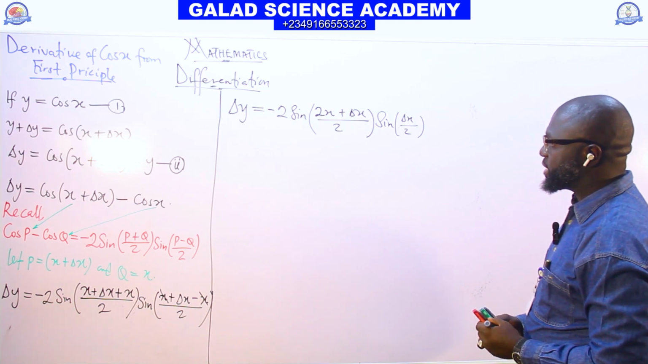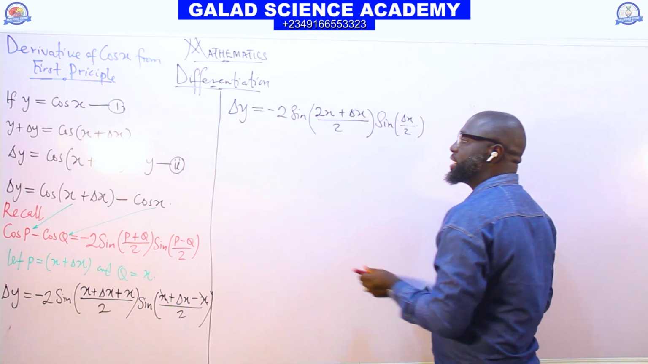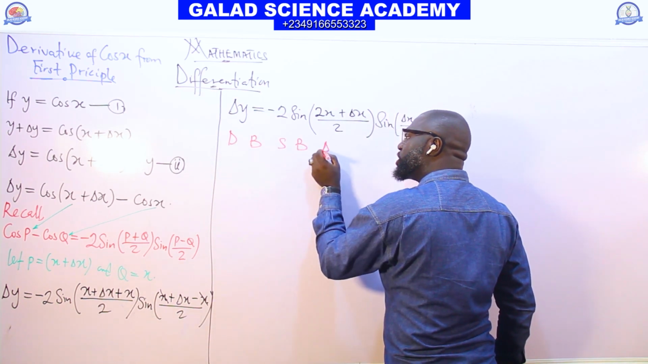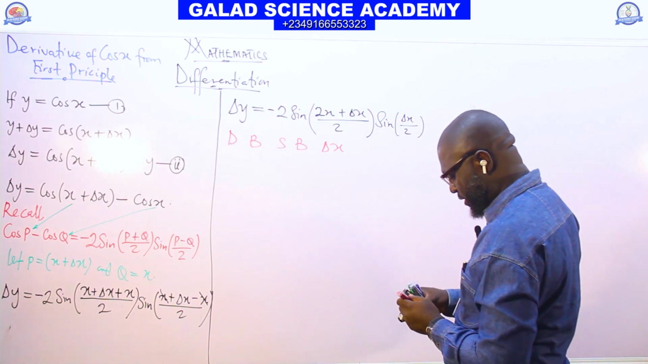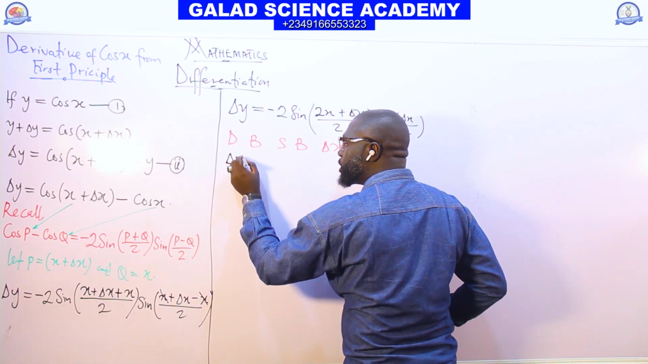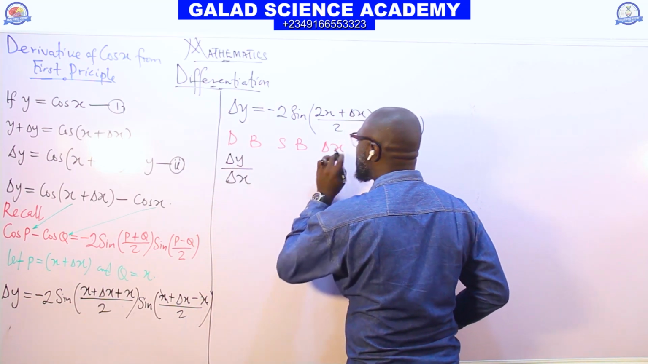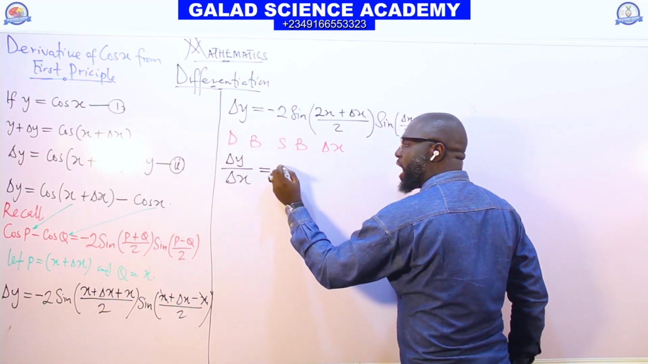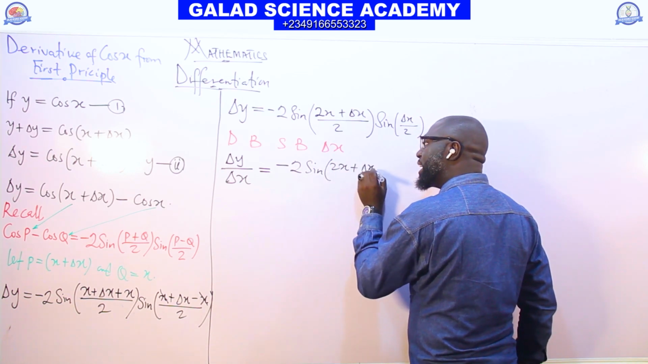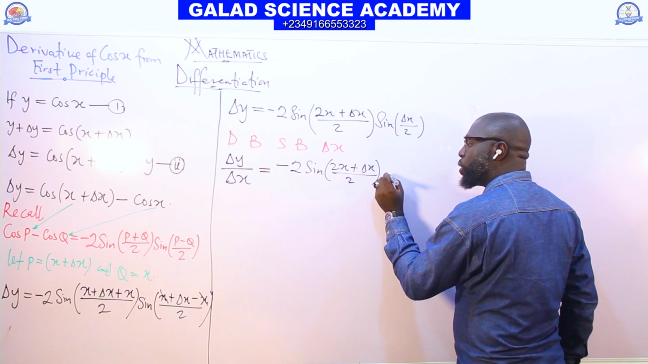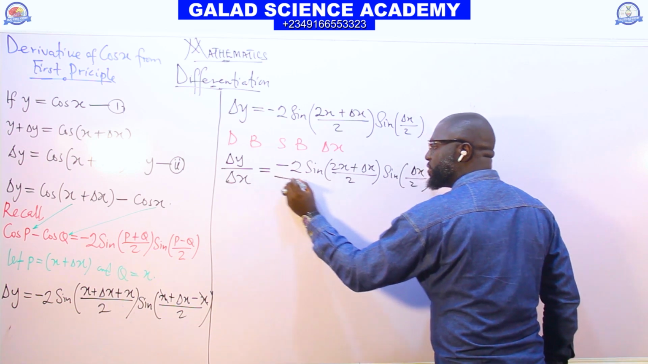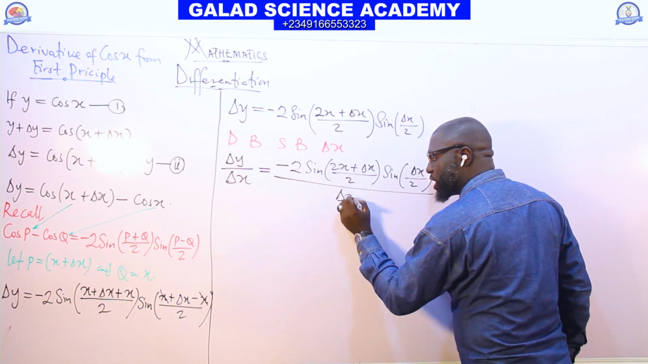From this, I can divide both sides by change in x. By introducing that, we have change in y over change in x equal to minus 2 sine of (2x plus change in x) over 2, times sine of change in x over 2, divided by change in x.